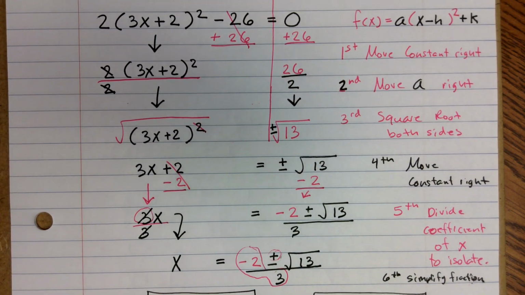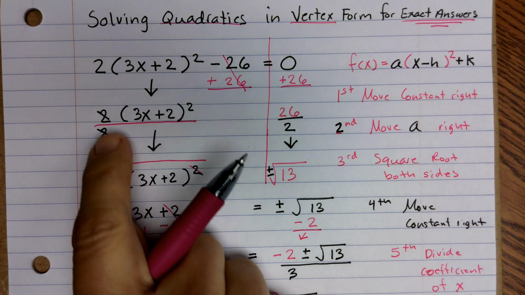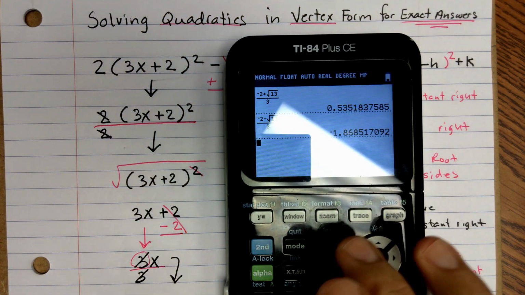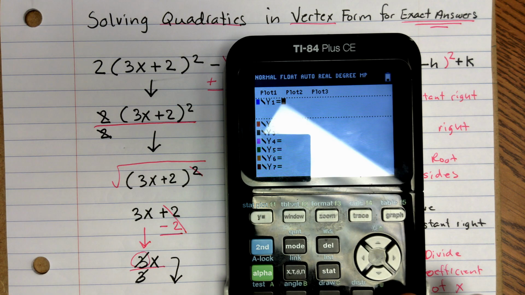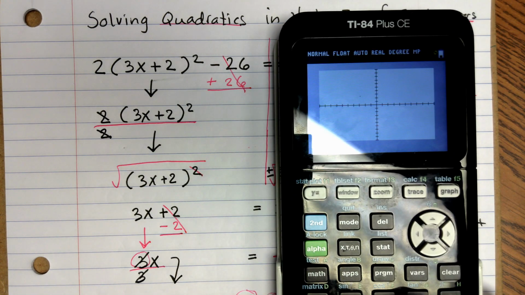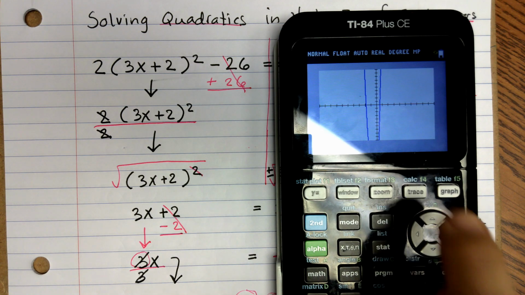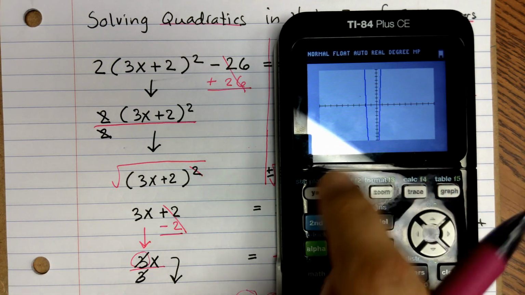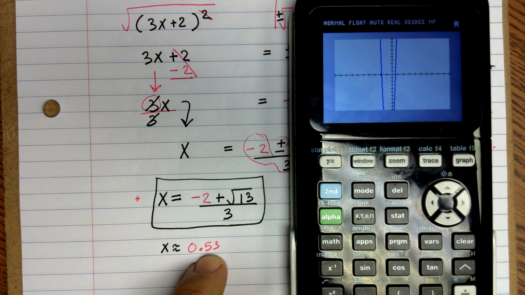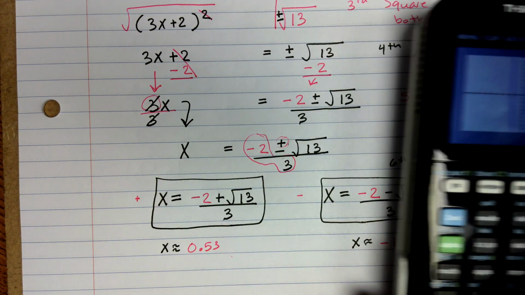So I'm going to go back up. When I use the calculator to check this, I'm actually going to put in what we started with, right? This quadratic that was in Vertex Form. So I'm going to hit y equals so we can graph it, and I'm going to type it in real quick. So we have 2 parentheses 3x plus 2 close parenthesis squared minus 26. All right, now that I got this in, I'm going to hit graph. And you can see the parabola's right there. Just looking at the image, it looks like I did it right because they're in pretty close proximity to where I would think 0.53 would be on the right-hand side and -1.86.